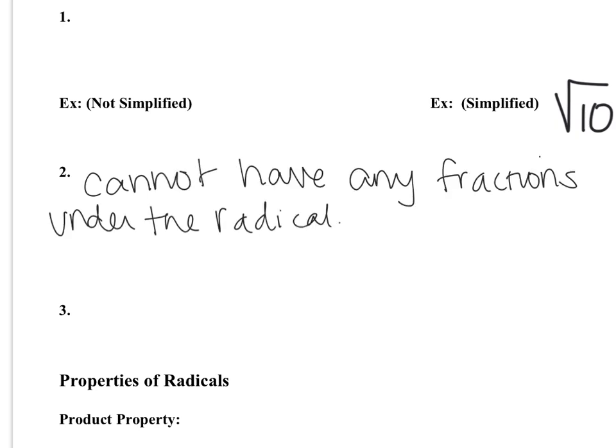So this isn't saying you can't have fractions. It's just saying that if you have a radical, you can't have a fraction in it, so that would not be okay. Radical 5 over 2 would be fine because the 5, which is in the radical, isn't a fraction. The whole answer is a fraction, but the 5 is the only thing that's inside, and that's not a fraction. So we can't have any fractions under the radical.